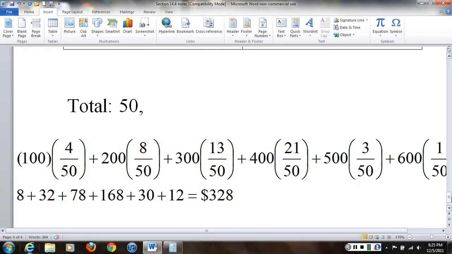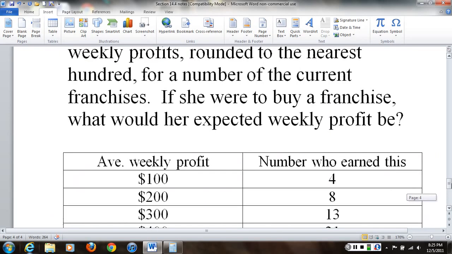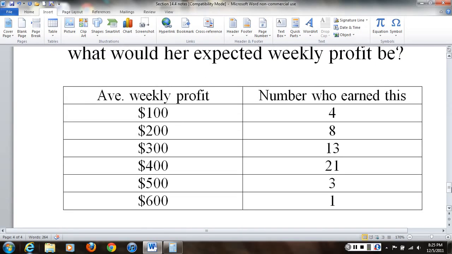So again, to answer this question is fairly straightforward. It says if she were to buy a franchise, she could expect her weekly profit to be about $328, based on the data that's provided. Again, it's the expected value. Judging by who makes the most, and you have a whole range, it's expected that she makes $328, which makes sense when you look at the numbers. If 13 people made $300, 21 made $400, it stands to reason that the bulk of them made in that range. So it makes sense that she's making around $328.